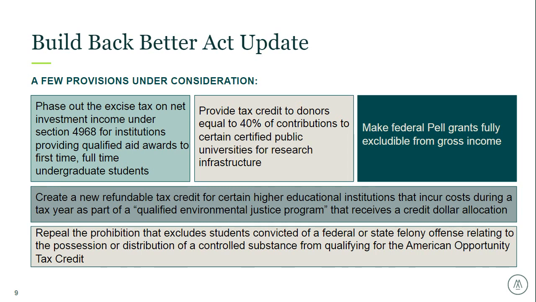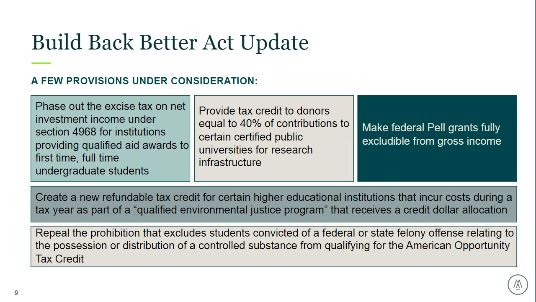One item the House was wanting to do is to phase out the excise tax on net investment income under Section 4968 for the institutions that provide qualified aid awards to first-time, full-time undergraduate students. Other provisions the House wanted to do was to include a tax credit for donors equal to 40% of contributions to certain certified public universities if it's used for research infrastructure, as well as making federal Pell Grants fully excludable from gross income.